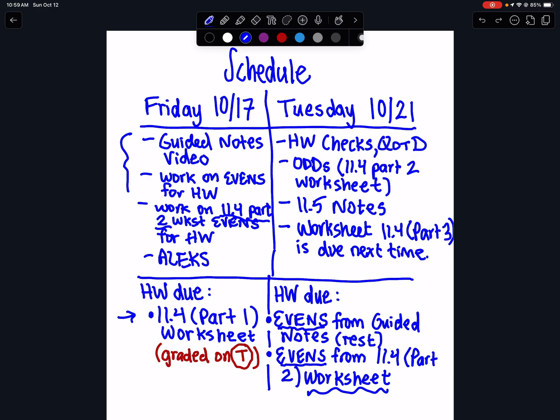And here again are the 2 things for homework. Evens on this packet you have, and then evens on the worksheet that focuses only on factoring, the part 2. All right? Thank you, guys. I will see you next week. If you have any issues with any of the problems, just circle them and we can talk about them, all right? Thank you.